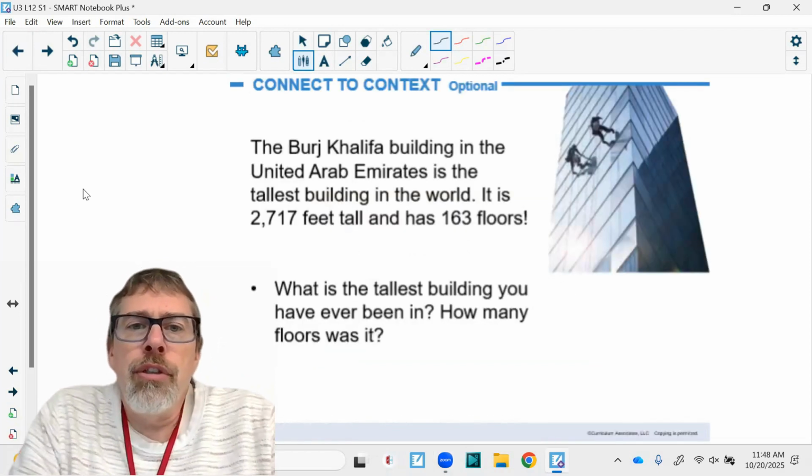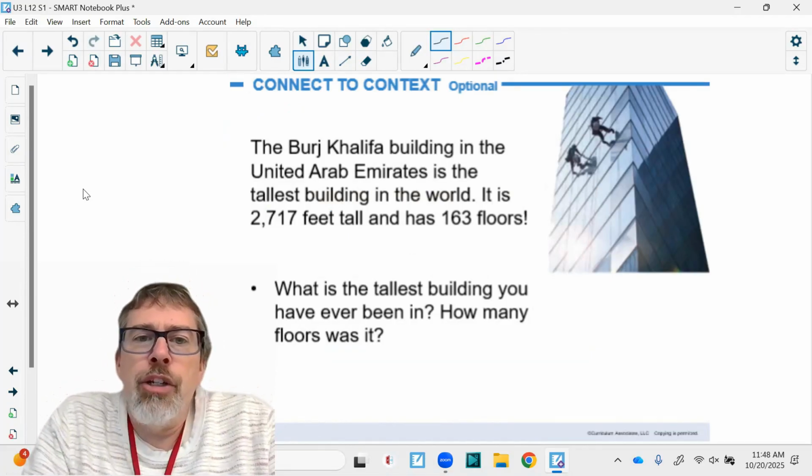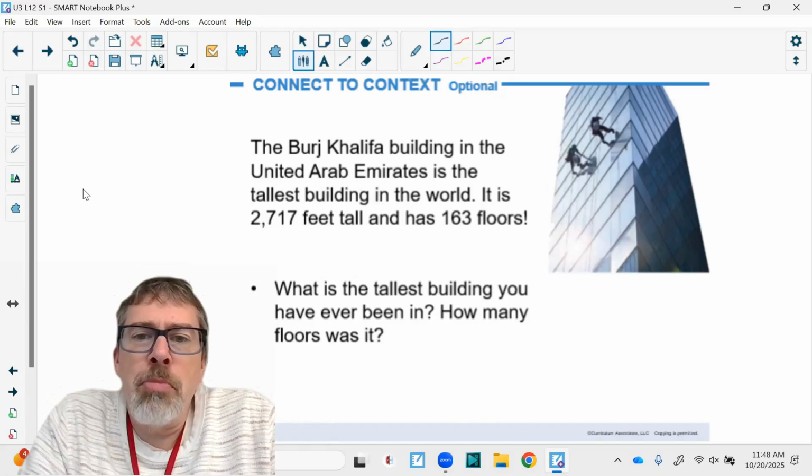So the Burj Khalifa building in the United Arab Emirates, UAE, is the tallest building in the world. It is 2,717 feet tall. Wow. That's like half a mile and has 163 floors.